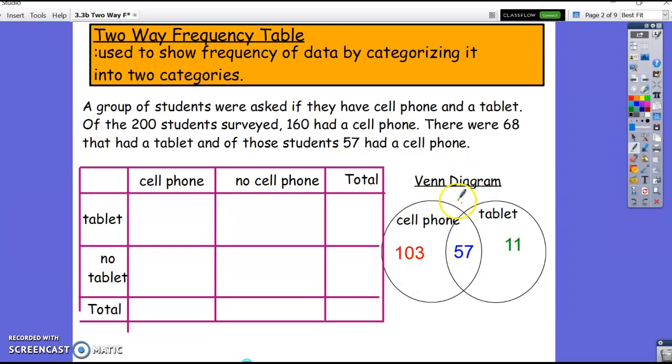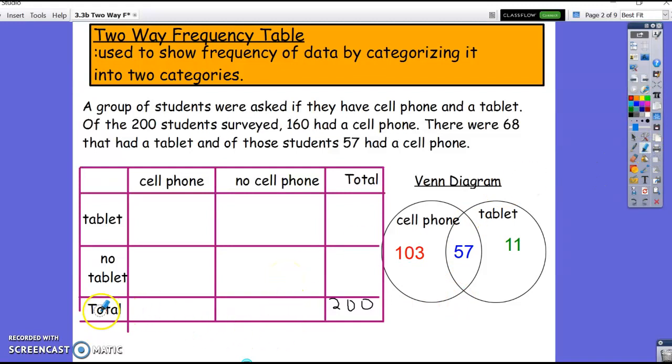Over here in our Venn diagram, we have some information about students who have cell phones and tablets, and we are going to organize that data in our two-way frequency table. We're talking about a group of students who were asked if they have a cell phone and a tablet. Of the 200 students surveyed, there are a total of 200 students we're talking about, 160 had a cell phone, 68 had a tablet, and of those, 57 had a cell phone. Let's fill out all the information that they gave us.